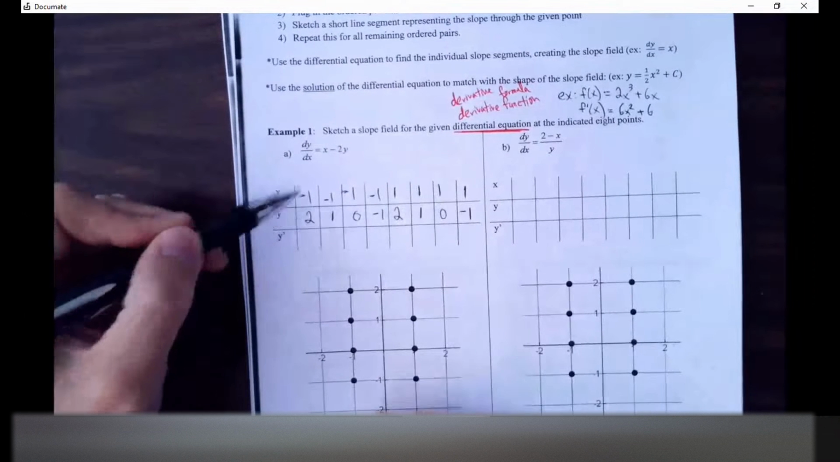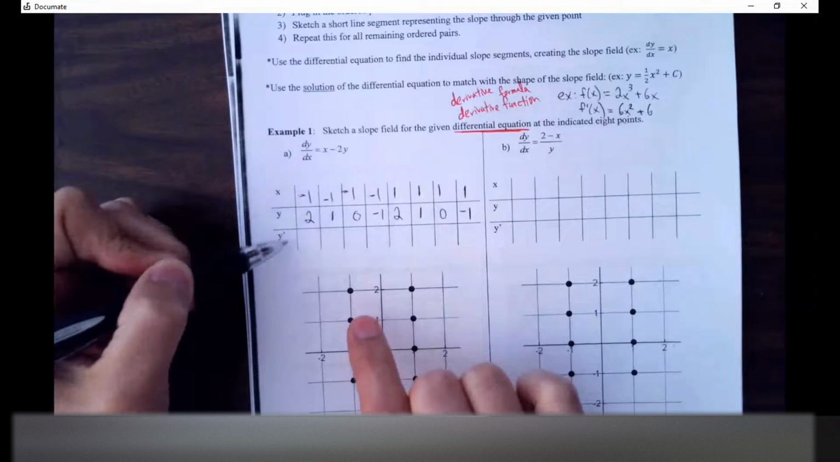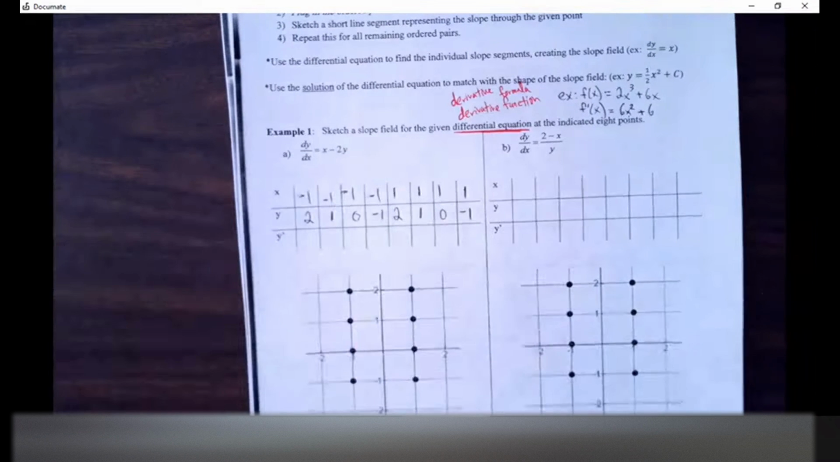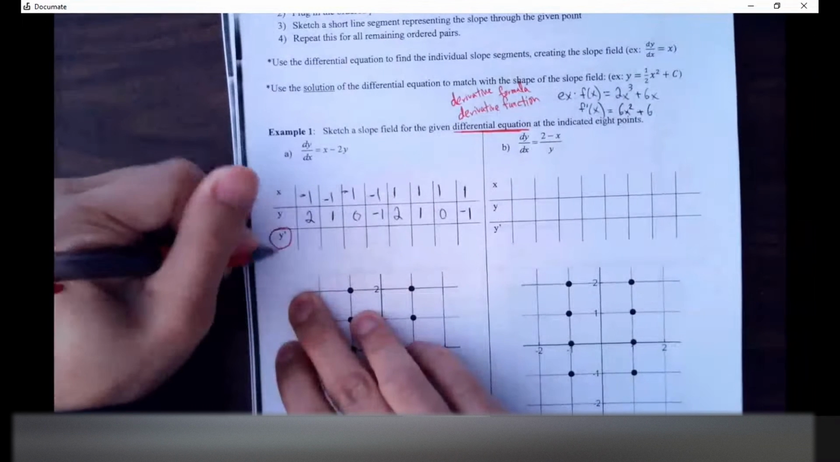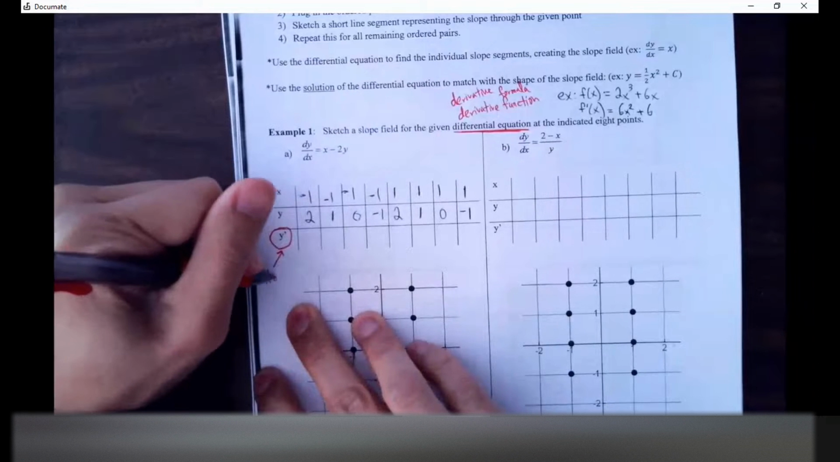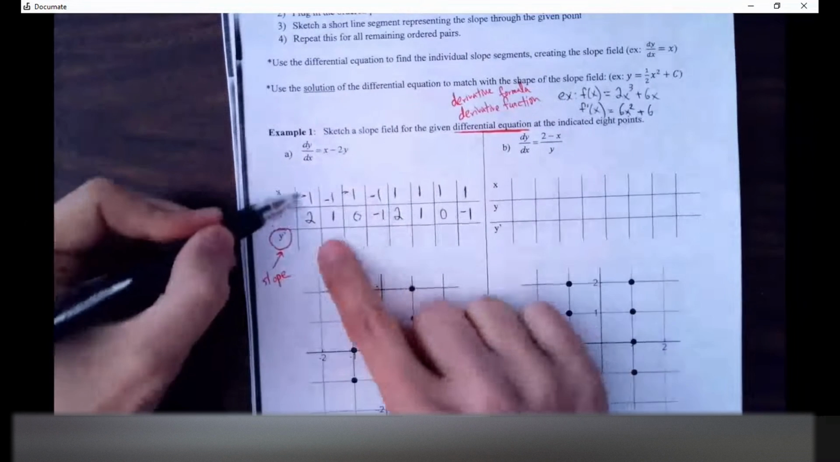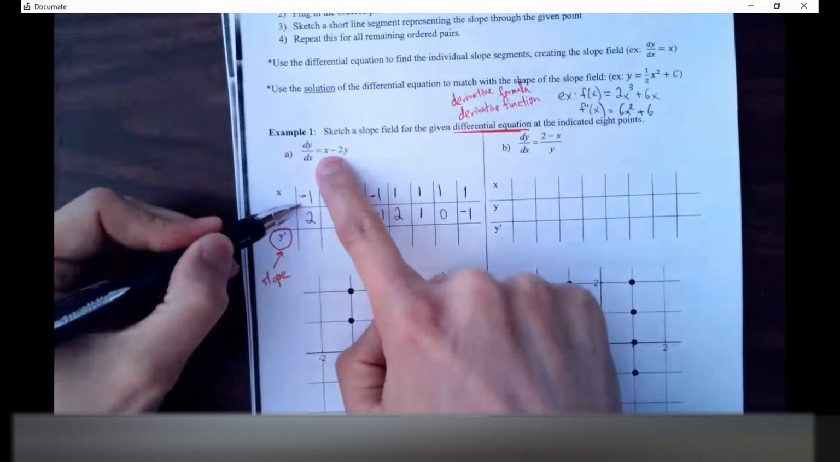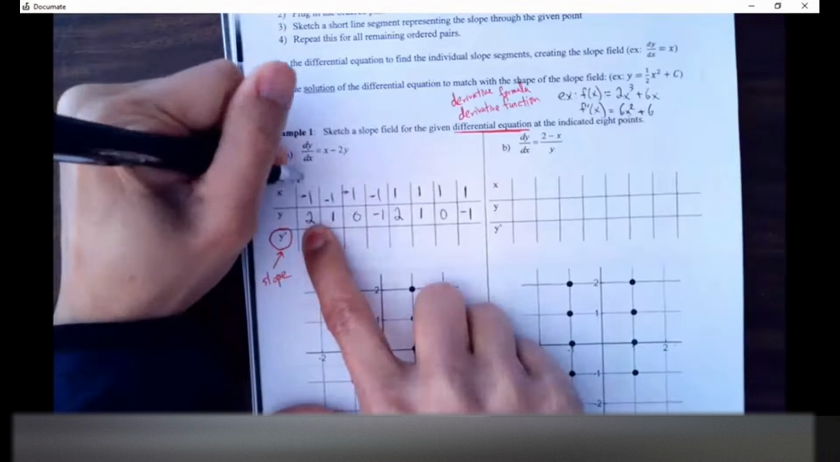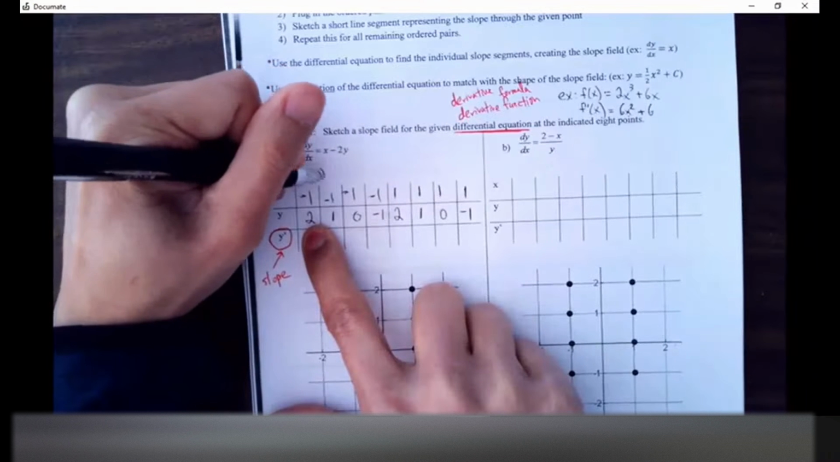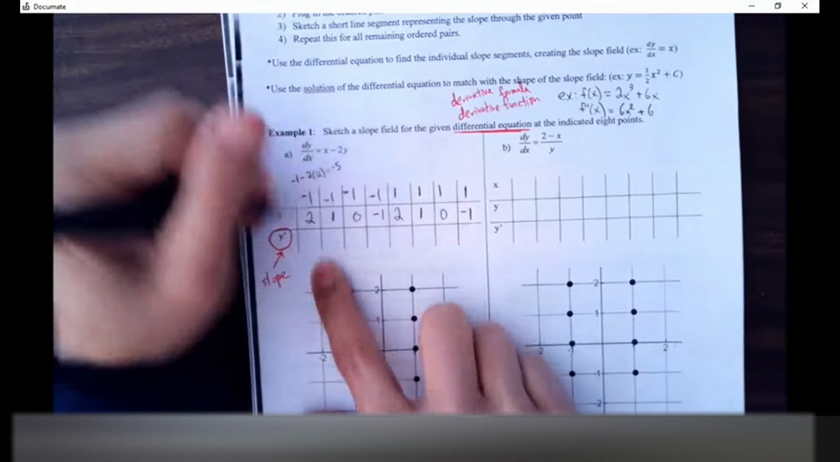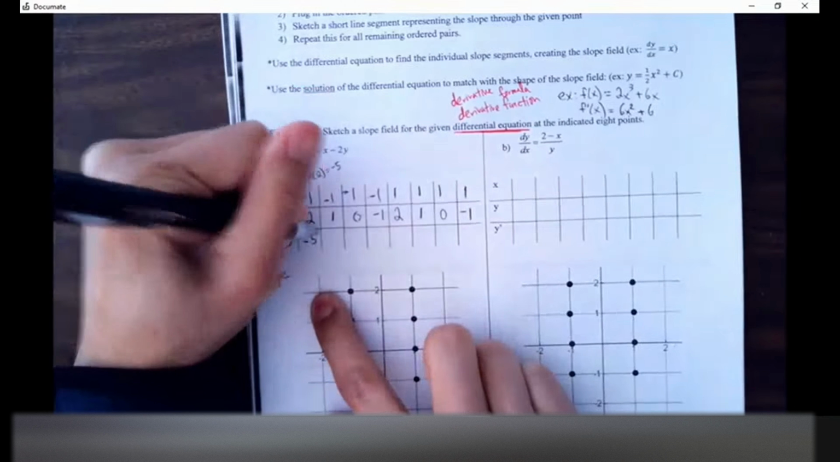So now we're going to take each of these ordered pairs and put it into the derivative, and in return we'll get a number, and that number is going to give us the slope segment to put through that point. So if I put -1 in for x, I get -1 minus 4. So that gives me -5. So I'll put -5 in this slot.